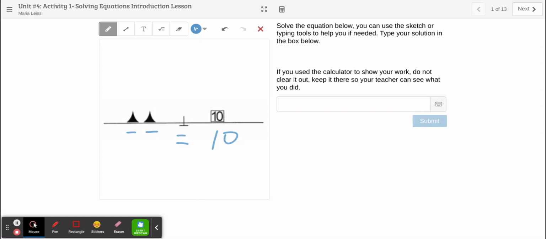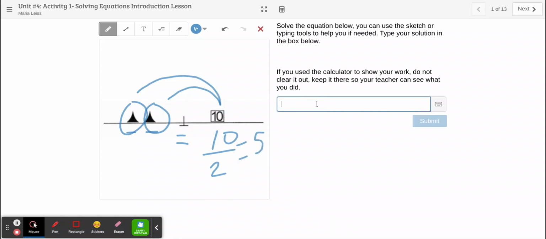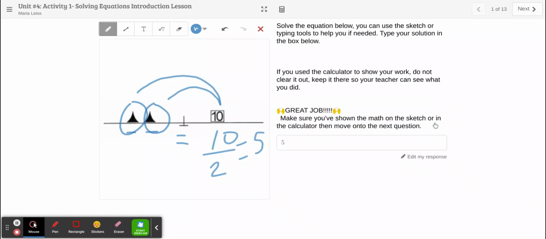So naturally, we can take each of these, split this 10 evenly. So 10 divided by 2 should give us 5. We can come over here and check our answer. When we hit submit, we get clappy hands. Good job. There we go.